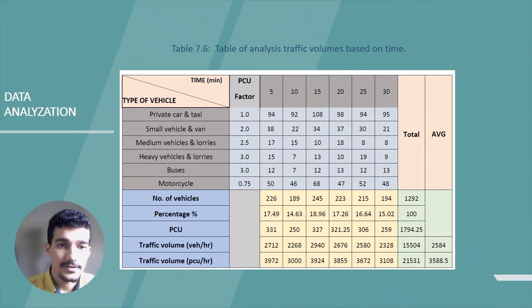And this table is the table of analyzed traffic values based on the time. So we have the average traffic value, vehicles per hour, which is 2,584, and the traffic value PCU per hour, 3,588.5.